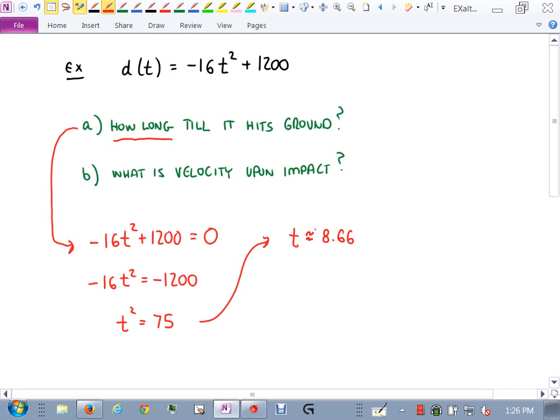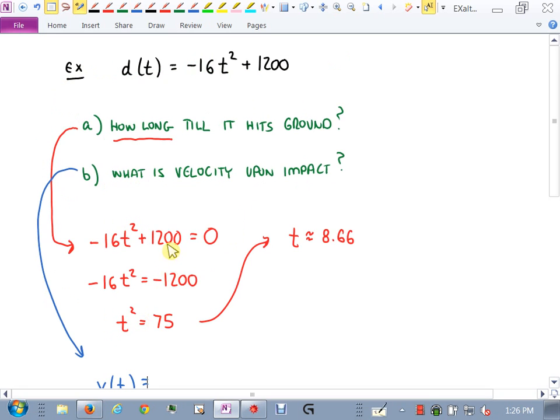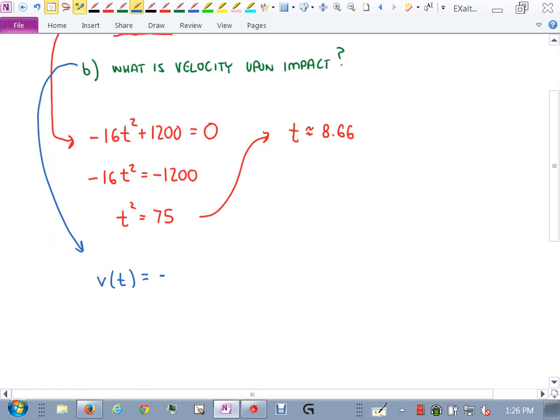All right. Now, if I know how long it takes to hit the ground, I should be able to figure out its speed. We just talked about the speed. The speed is the first derivative of this. What's the derivative of this thing? Negative 32t plus nothing. That's it, right? Negative 32t.